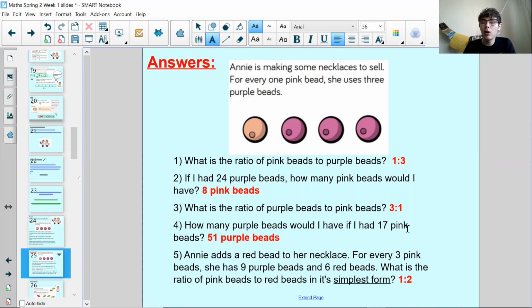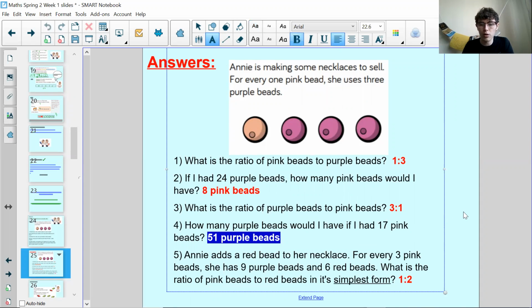Number 4, how many purple beads would I have if I had 17 pink beads? Okay, so that's obviously 1 times 17. So it's 3 times 17, which is 51 purple beads. So well done if you got that.